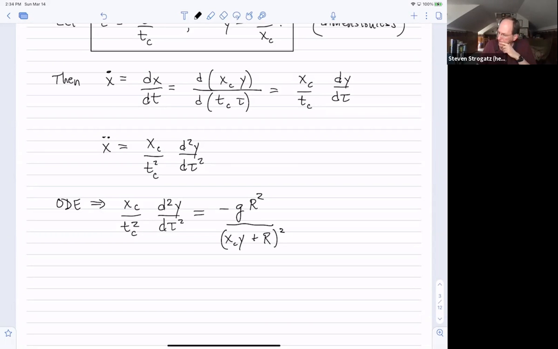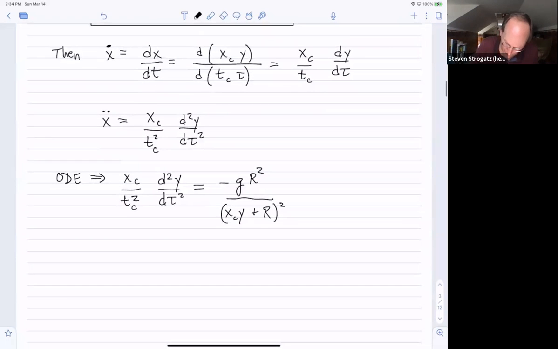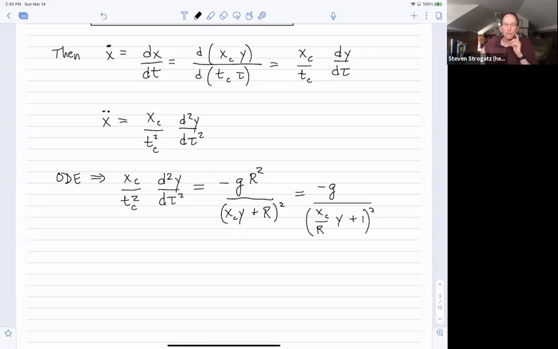Okay. And there, it's kind of nice to divide through by the r squared in the top and bottom. I'm trying to get my equation to be dimensionless. So let me try to cancel out as much stuff as I can. This would be minus g over quantity xc over r times y plus 1, all of that stuff squared. It's getting a little nicer.